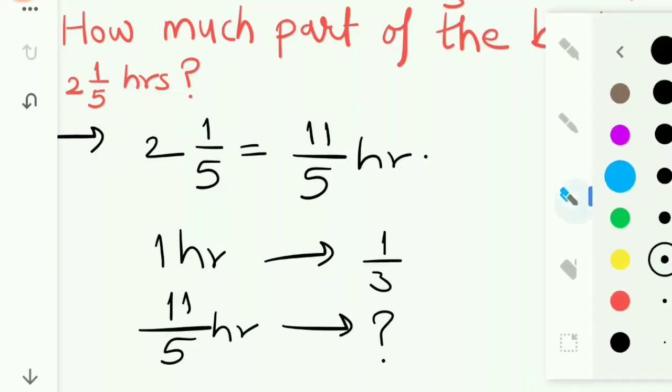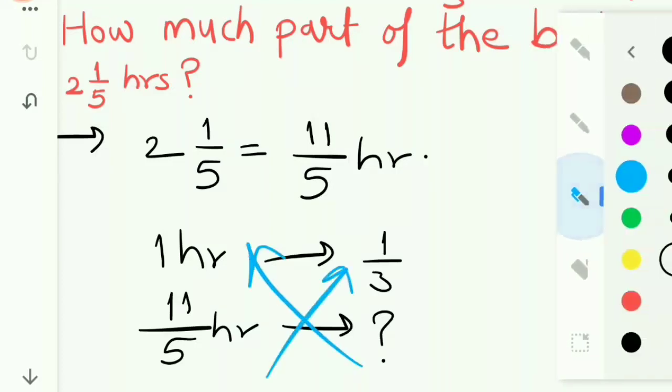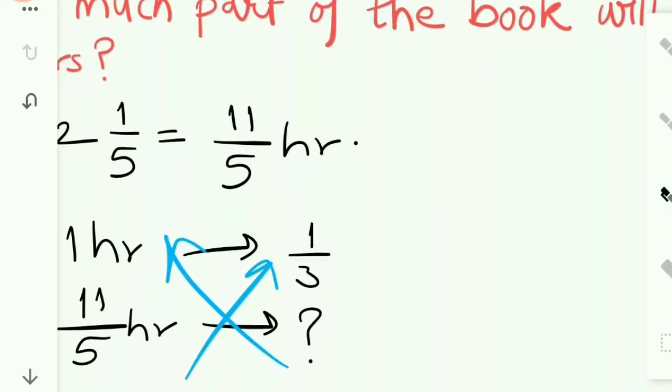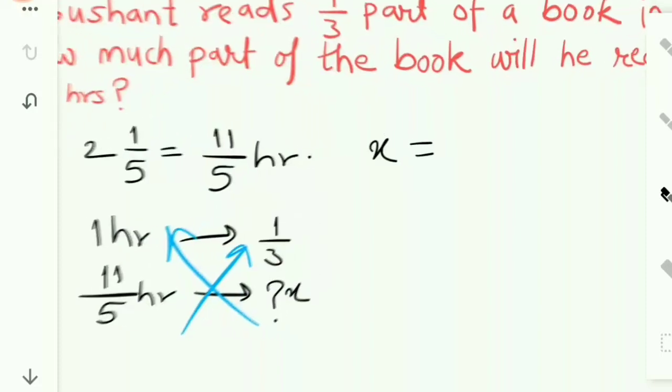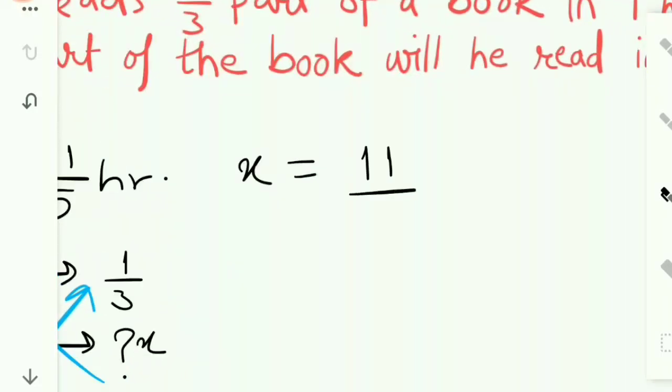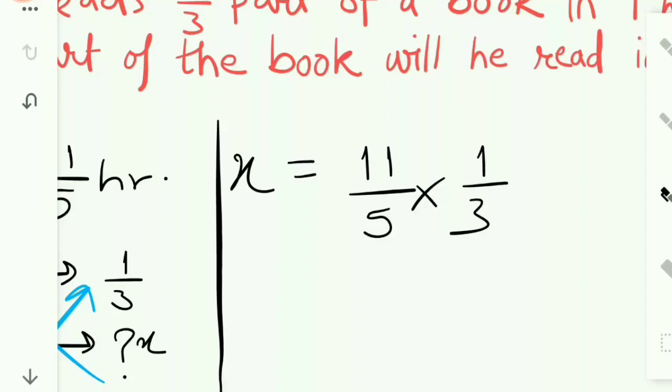What we do is cross multiplication. So this is maybe x, then x into 1 equal to 11/5 into 1/3. 11/5 into 1/3. This is also x into 1. So x into 1 is x. So x equal to this. So how much part of book will he read? He'll read 11/15 part of the book.